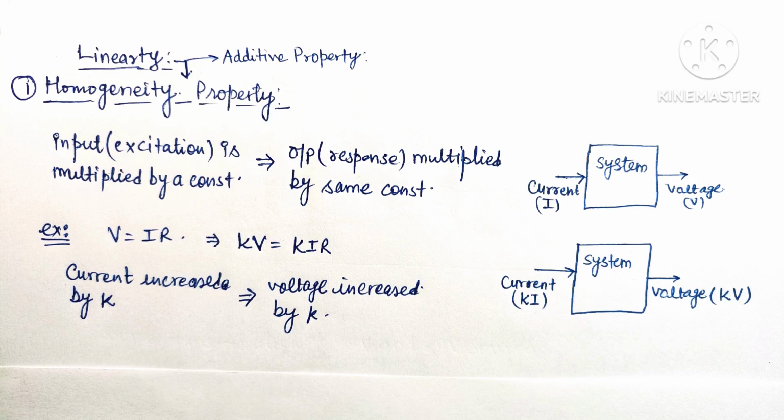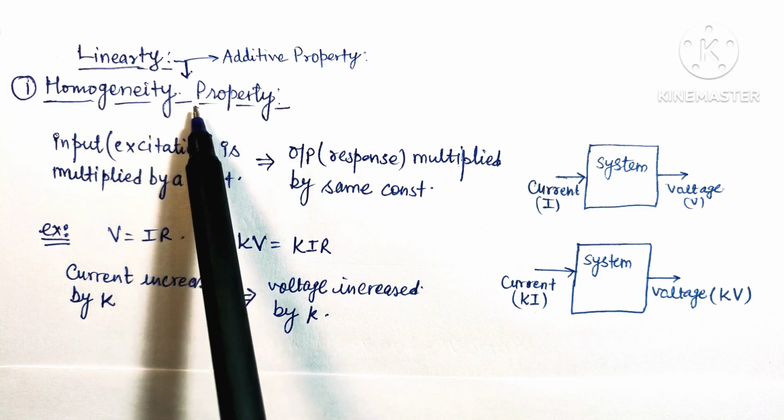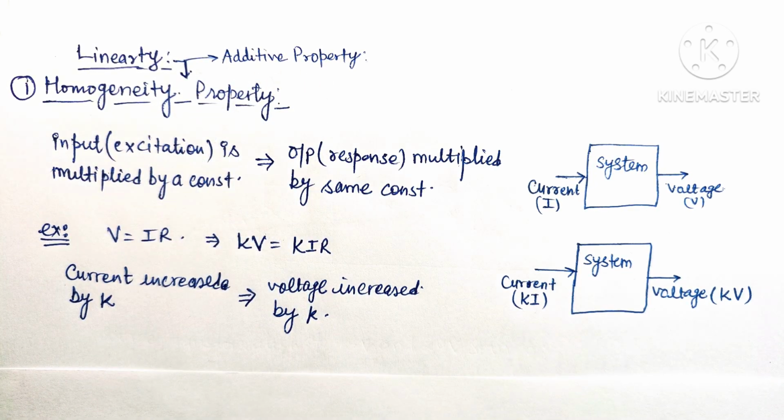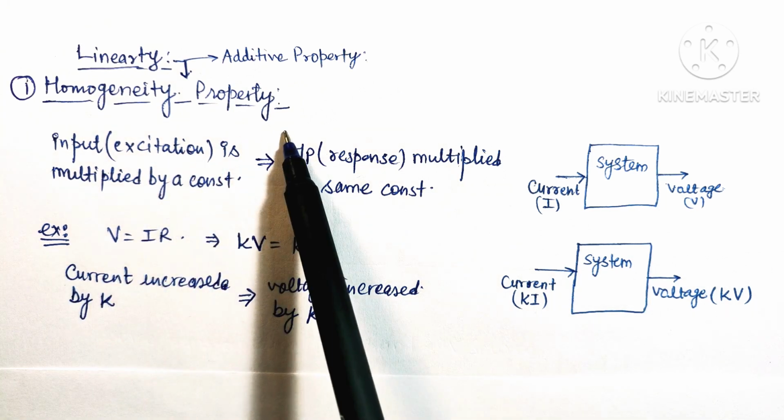Let us see what linearity is in a system and how we can use it to solve problems in our network circuits. Linearity is a combination of two properties, known as the additive property and the homogeneity property. First of all, let us see what the homogeneity property is.